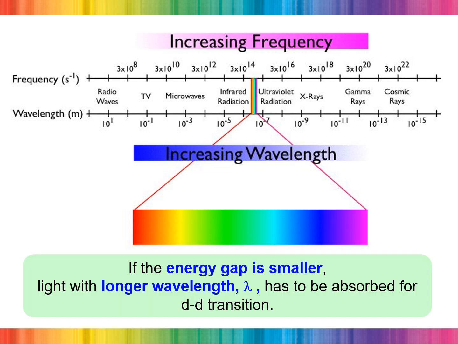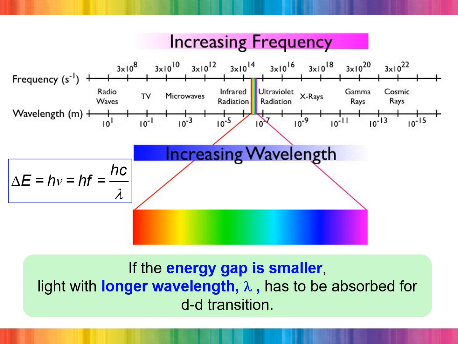So what this means is that if the energy gap, delta E, is smaller, that corresponds to a longer wavelength lambda that has to be absorbed for this thing called d-d transition, which is the promotion of the electron from a lower energy d orbital to a higher energy d orbital. So in short, it's called d-d transition.